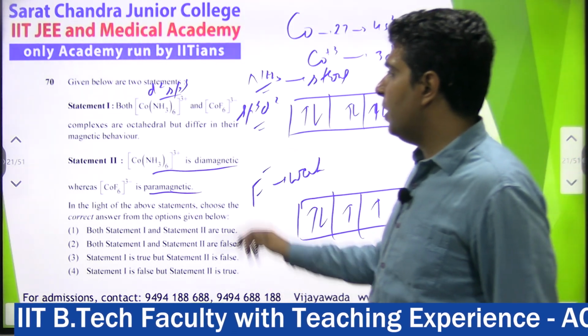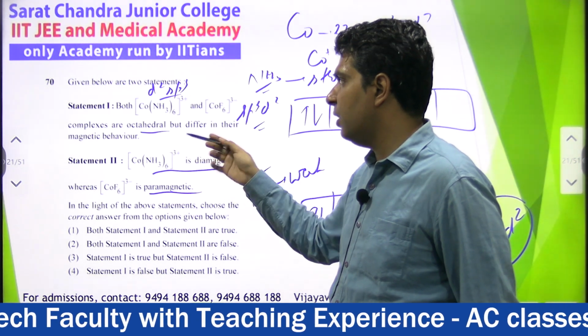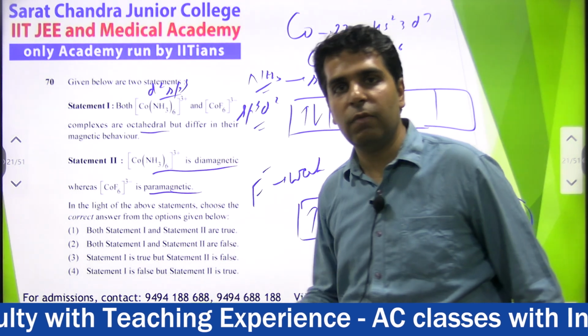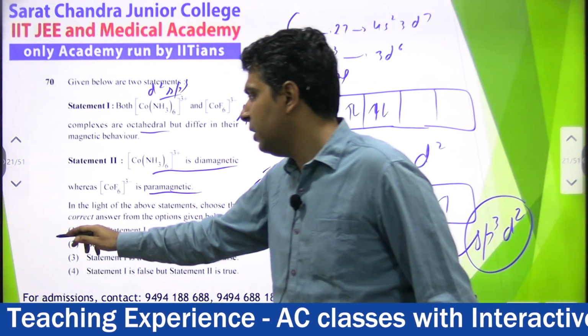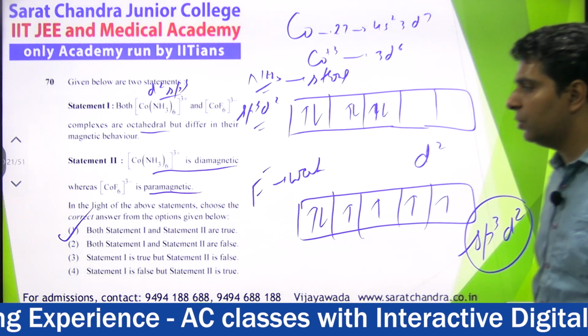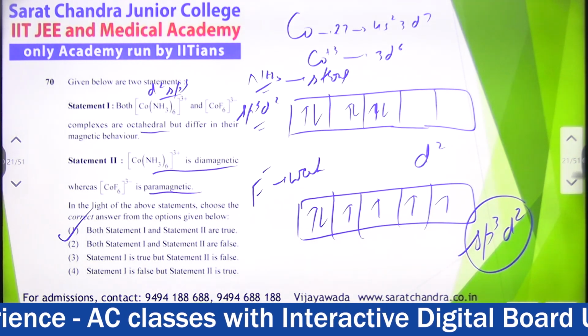So statement 1 is saying both are octahedral but differ in their magnetic behavior. One is diamagnetic, one is paramagnetic. So statement 1 is also correct and statement 2 is also correct. So statement 1 and 2 both are true.